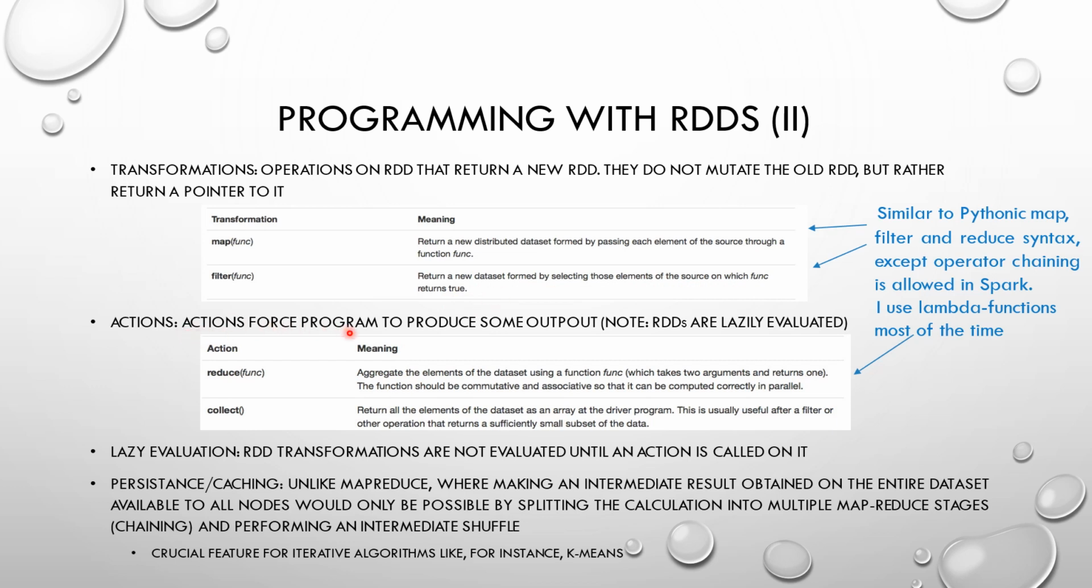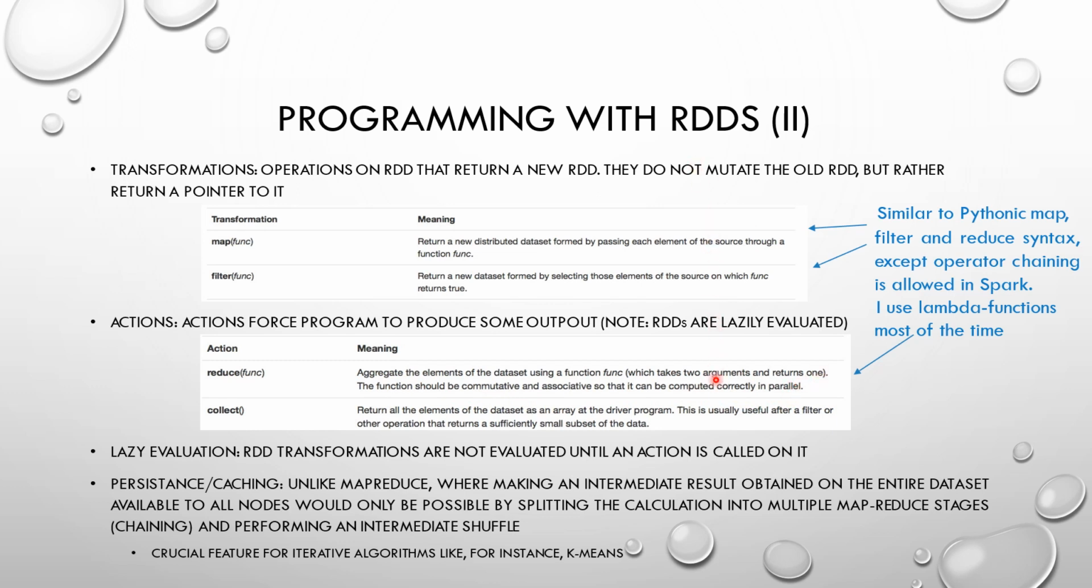Actions. Actions force the program to produce some output. Note RDDs are lazily evaluated. Action example: reduce func aggregates the elements of the dataset using a function func, which takes two arguments and returns one. The function should be commutative and associative so that it can be computed correctly in parallel.